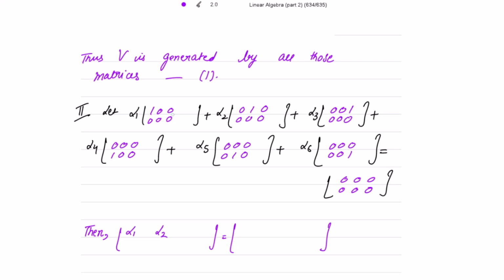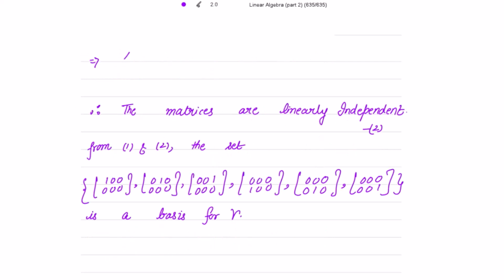And then alpha 1 multiplied by this 0 is 0. Alpha 2 multiplied by this 0, again 0. Alpha 3 multiplied by 1, I get alpha 3. Then the remaining are again 0. So likewise, if I multiply and add, I get the matrix alpha 1, alpha 2, alpha 3, alpha 4, alpha 5, alpha 6 equal to the 0 matrix. And if you compare the elements, you get alpha 1, alpha 2, alpha 3, alpha 4, alpha 5, alpha 6 all equal to 0. This is what we need for linear independence. All the scalars are 0 for that linear combination. So this implies the matrices are linearly independent, right?